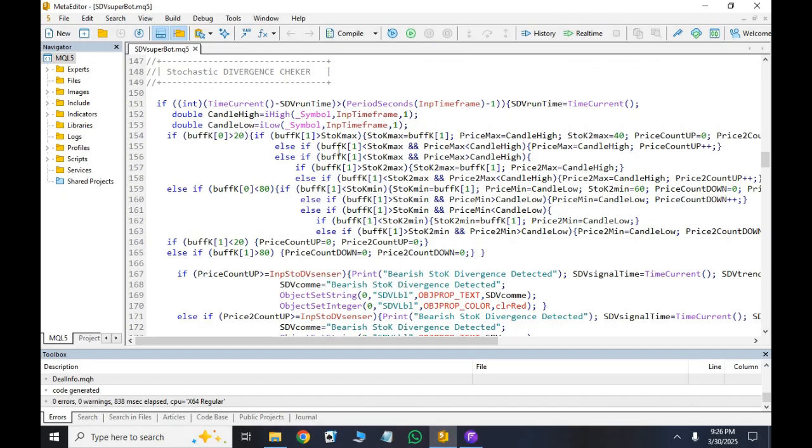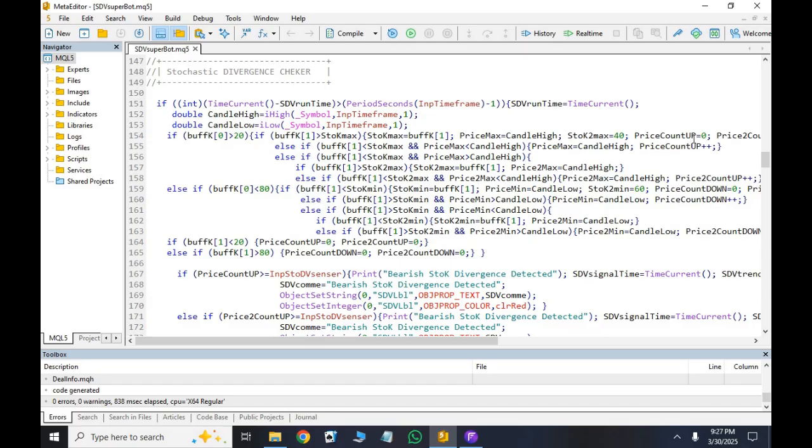So here Stochastic max value is greater than current buffer value, that means K value is decreasing, and price value is less than candle high, that means candle value is increasing. So we set price count up plus plus, that means we get numbers for price count up. First time it equals 1, and the next candle also divergence, this equals 2. That's the RDV sensor.